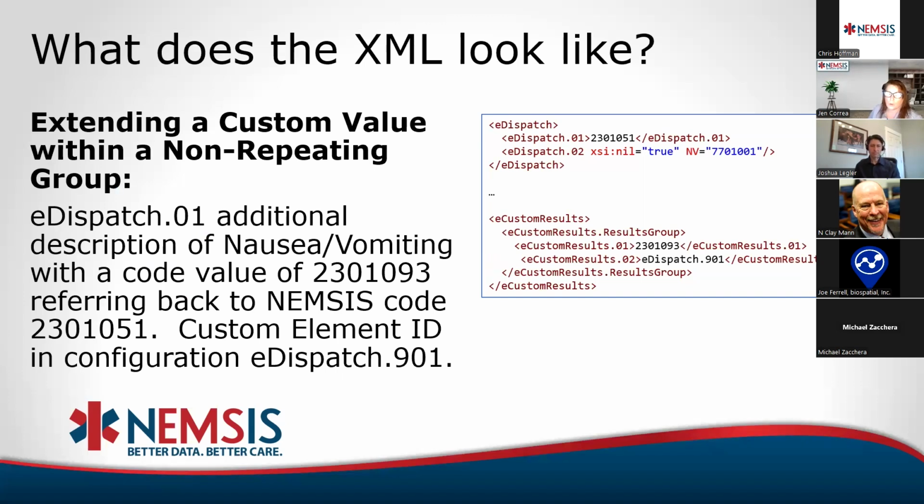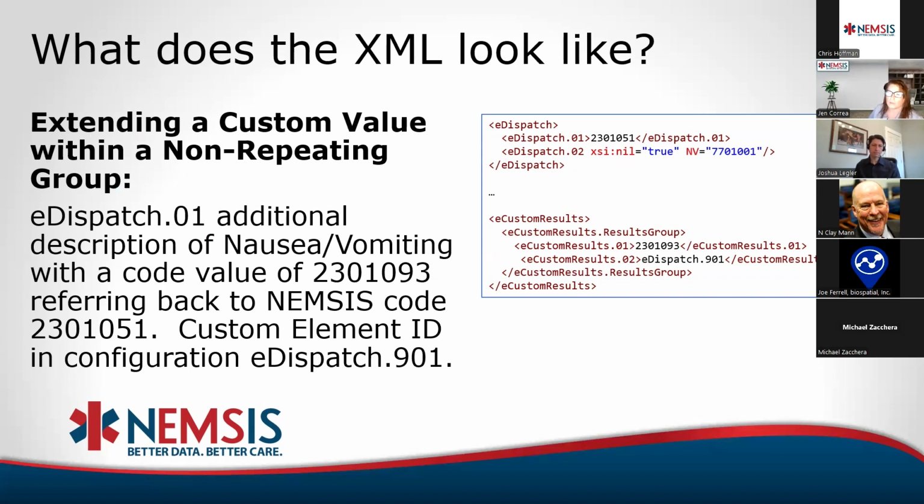2301093, which refers back to the NEMSIS code 2301051. And if you know, there's no other appropriate choice in your E-dispatch 01. They had the custom element ID set up as E-dispatch 901. And this is important because all of this information, believe it or not, is right in here. It shows up in your XML. This tells them everything it needs to know.